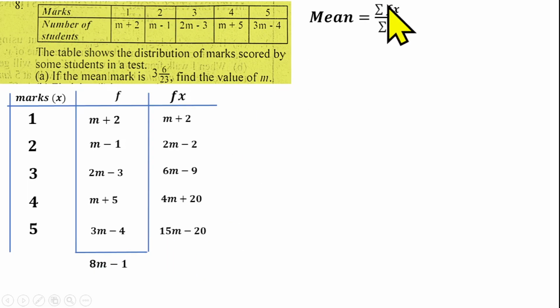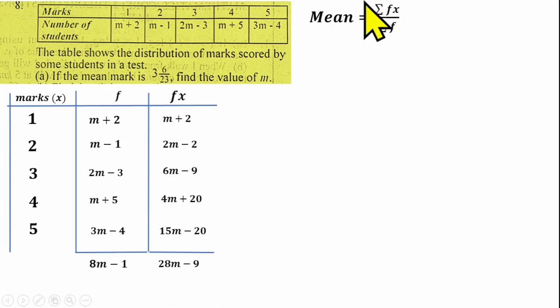Then you have to find the sum of fx. By collecting your like terms, m plus 2m gives us 3m, plus 6m gives us 9m, plus 4m gives us 13m, 13m plus 15m gives us 28m. So you add the constants as well. 2 minus 2 is 0, 0 minus 9 gives us minus 9, minus 9 plus 20 gives us 11, 11 minus 20 gives us minus 9. So that means the summation of fx is 28m minus 9.